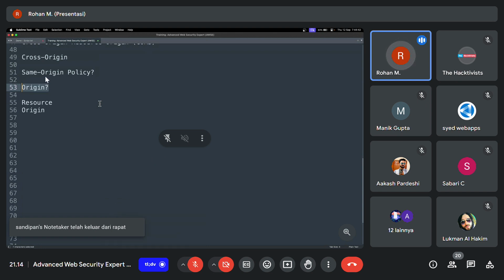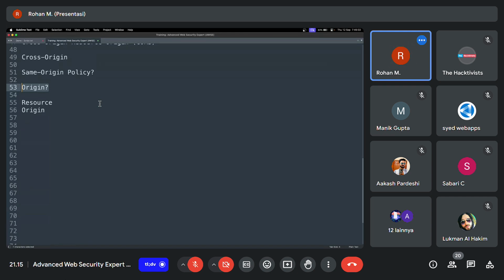Okay, I'll help you understand first origin, then same origin policy, then cross origin, and then cross origin resource sharing. So the first term that you need to understand is origin. In real life, the term origin means from where anything is starting.